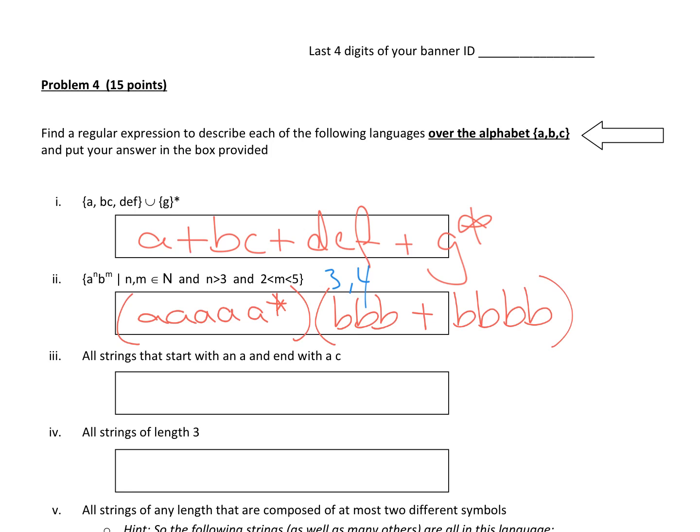Part 3, all strings that start with an A and end with a C. So we know that we have to start with an A, we have to end with a C, and we're over the alphabet ABC, so we can just say stick an A or B or C and as many of them as you want in the middle. So again, start with an A, have as many A's and B's and C's as you want in the middle, 0 or more of them, and end with a C.